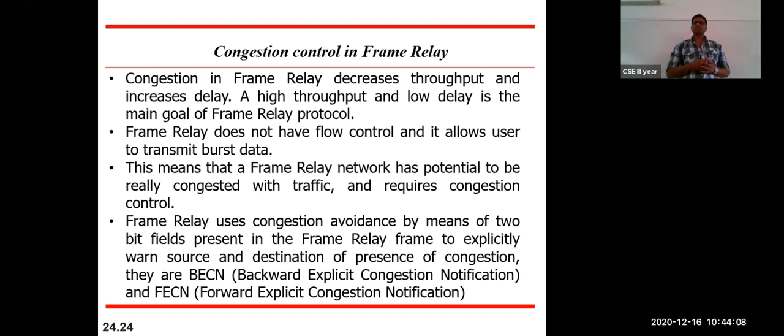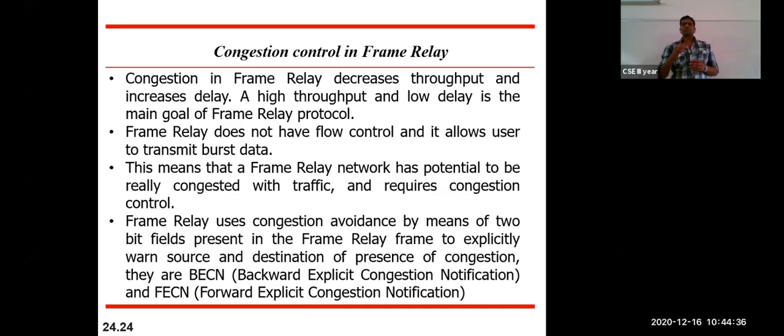But look at what happens in frame relay if congestion is there. Congestion in frame relay decreases the throughput, which is bad, and increases the delay, which is bad again. Actually, high throughput and low delay is the main goal of the frame relay protocol. That is the main intention, but congestion is reversing it. More delay, less throughput.